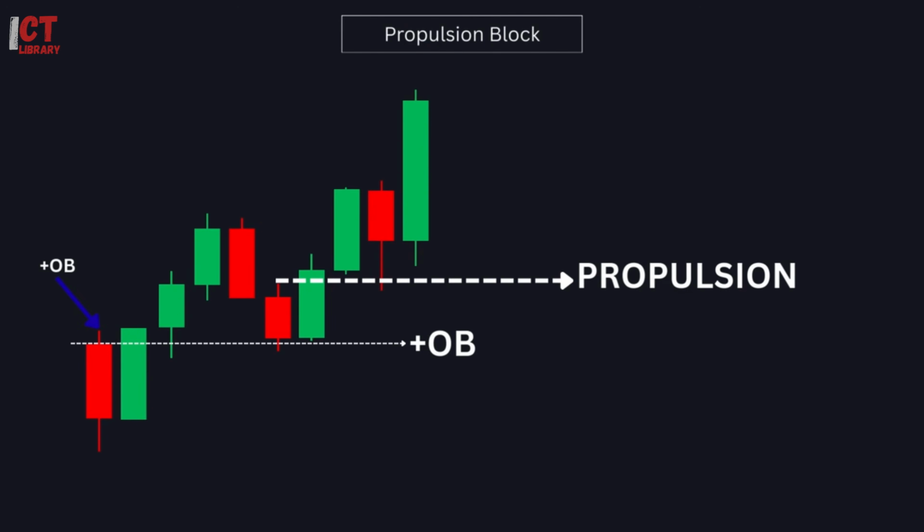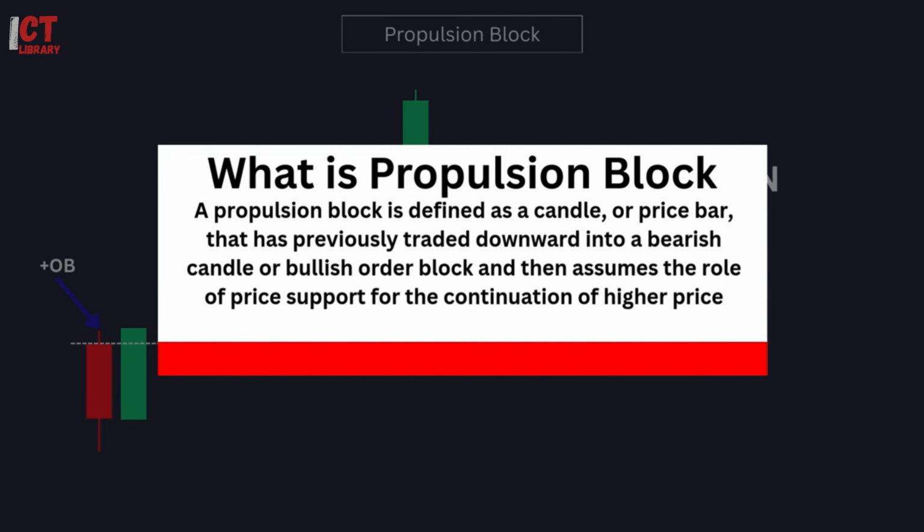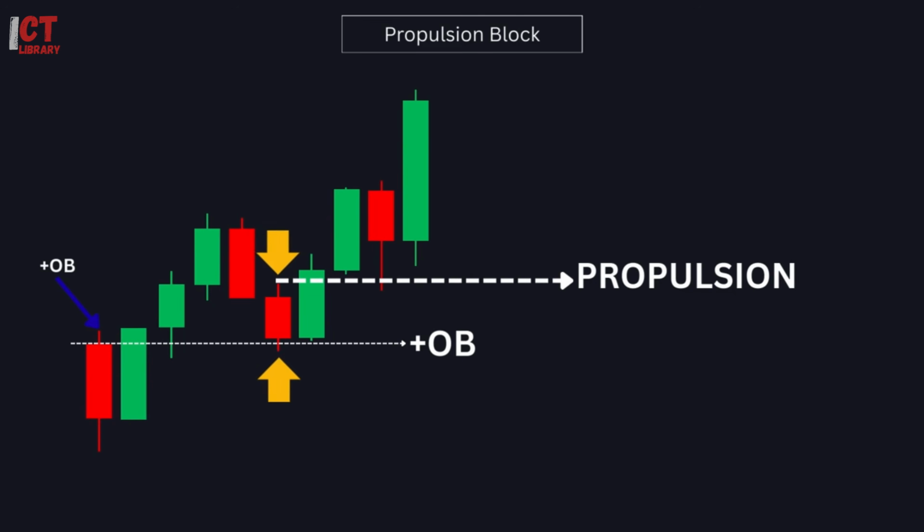A propulsion block is defined as a candle or price bar that has previously traded downward into a bearish candle or bullish order block and then assumes the role of price support for the continuation of higher price movement. In this example here, we can see a down candle that reveals the market's willingness to move higher. Then we see another candle that closes down and trades directly back into it. As illustrated here, the candle now becomes what we refer to as a propulsion candle.